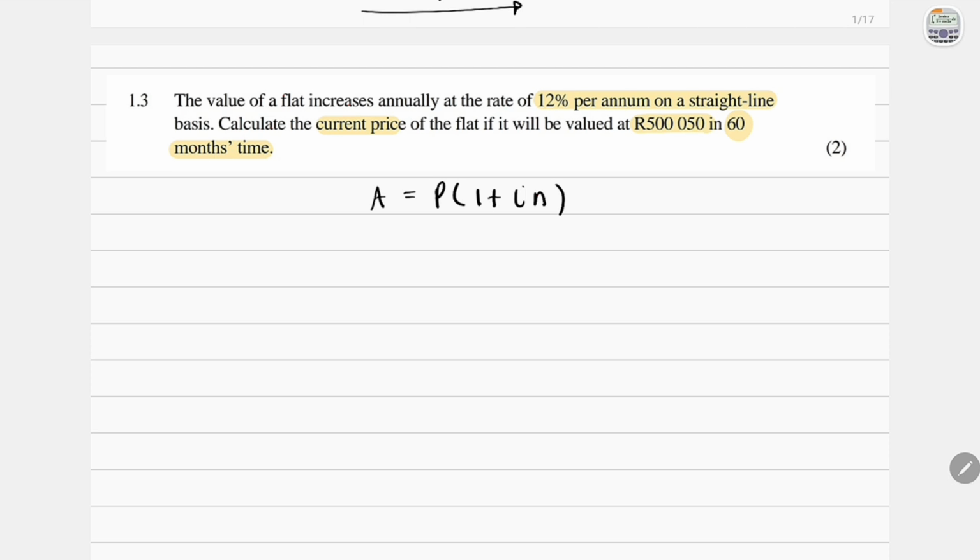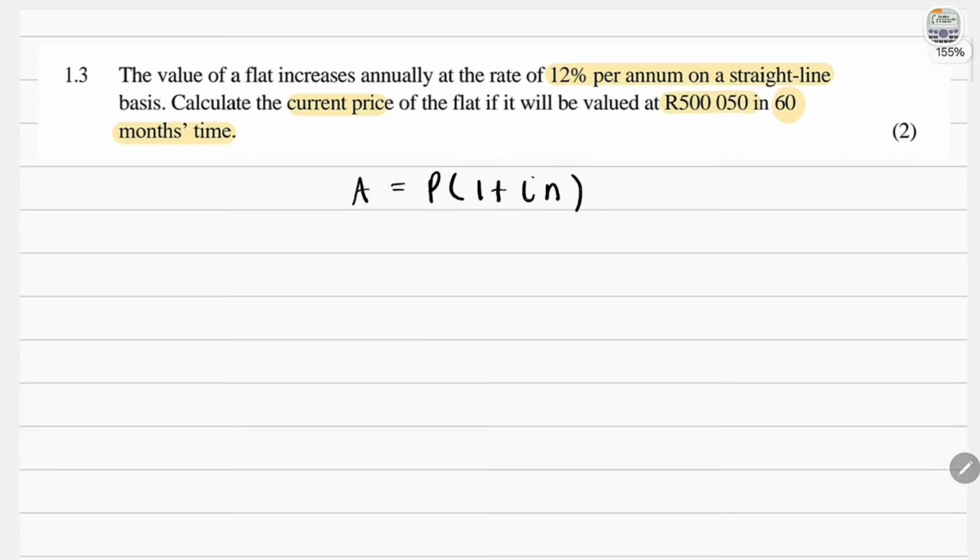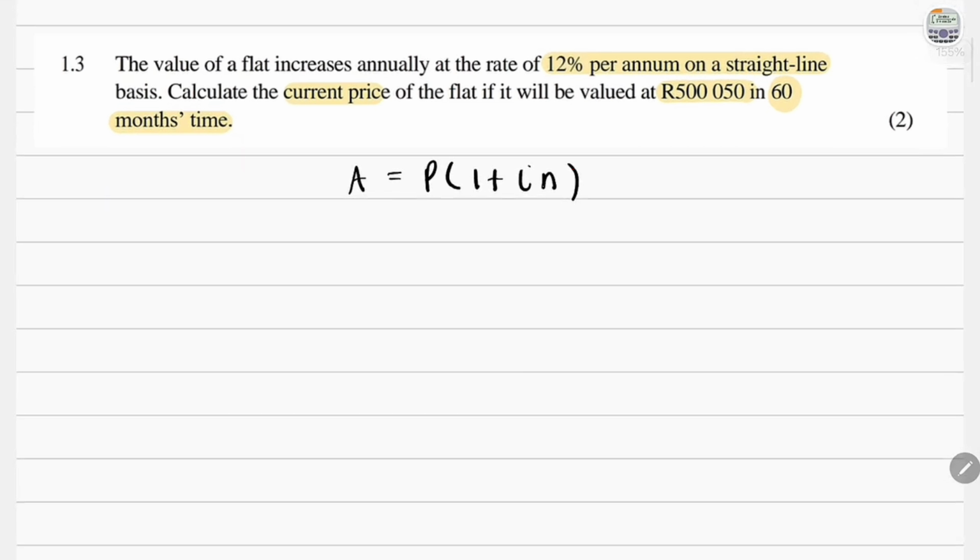Okay, so now we can see that they're telling us that the flat is going to increase annually. And we have to find the current price. Okay, so the starting amount of that flat, if it will be valued at this amount in 60 months' time. So they've given us the value of A. So the only calculation that you have to actually remember here is the 60 months. We know that this is appreciating on a straight line basis, meaning this should be in years.